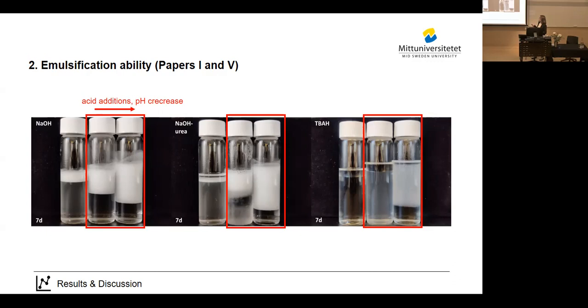We could think that we have an emulsion here, but actually a deeper analysis led us to the conclusion that this was just oil, big oil droplets trapped in a network of regenerated cellulose, which, after complete phase separation of the oil, would sediment and cover this part. And this was confirmed also by fluorescence microscopy.